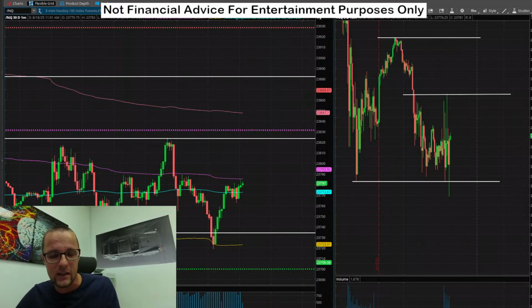In the morning, it didn't give me the moves I wanted. I had these levels marked out in the morning. I was looking for a short up here. It never swept the highs, so I never got short. Then initially I was looking for longs down here, but it never swept those lows. Once we finally did get a sweep of those lows, I went long for a quick scalp.